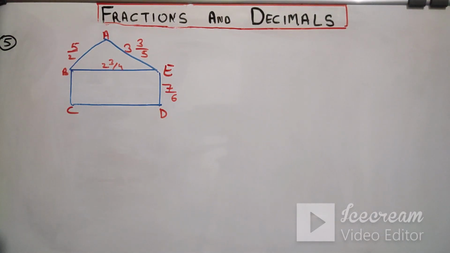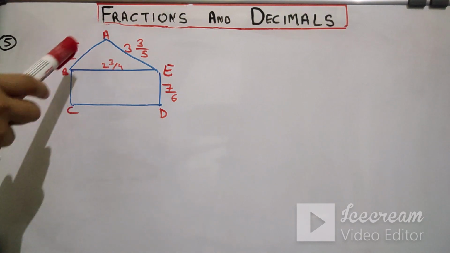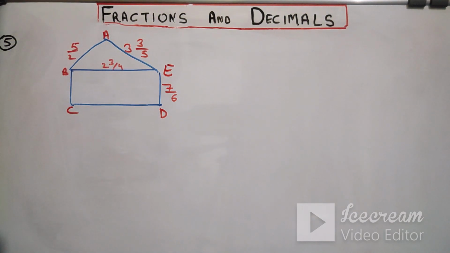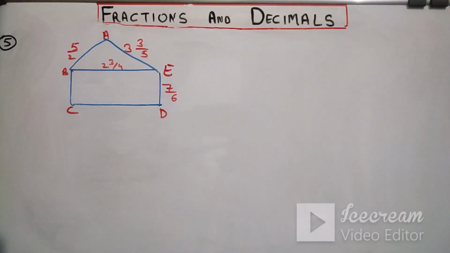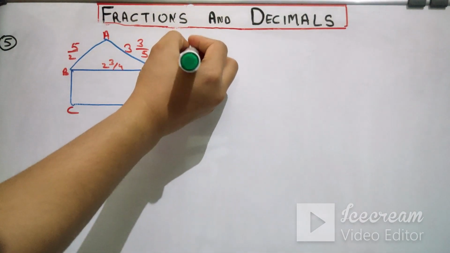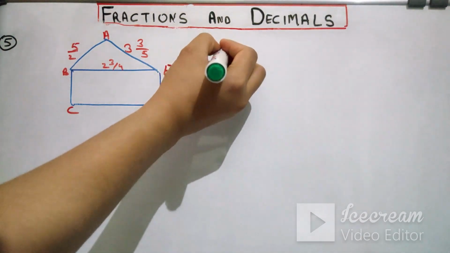So this is our next question, question number 5. It has been given that we have to find out the perimeter of triangle ABE, and secondly the rectangle BCDE. After finding the perimeters, we have to tell whose perimeter is greater. So one by one we will find out the perimeter of both the figures. At first we will find out the perimeter of triangle ABE.